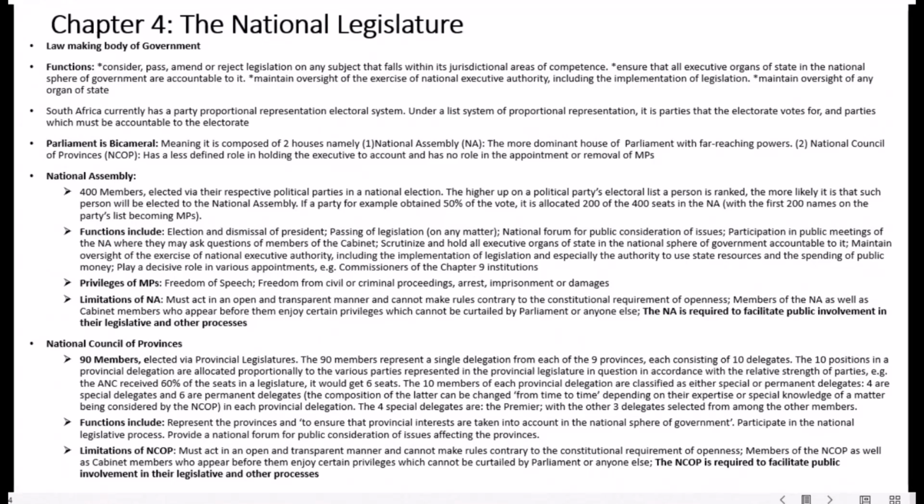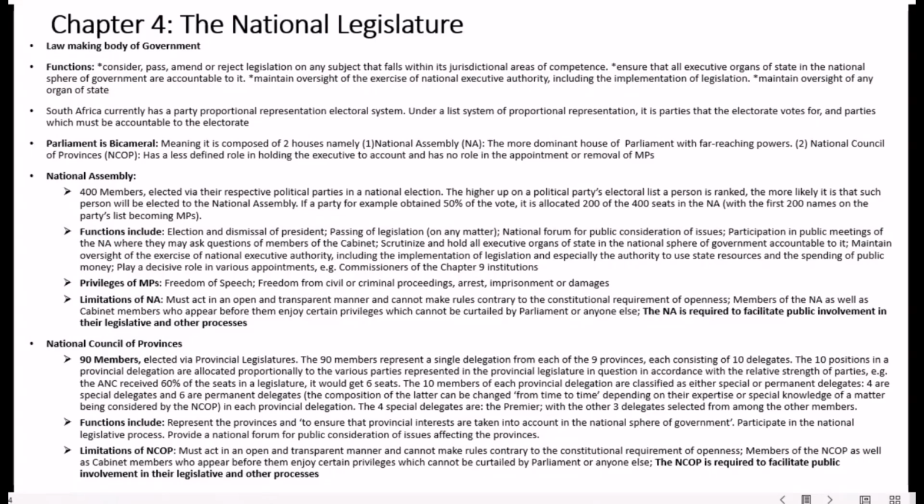And then the South African Parliament, colleagues, it is bicameral, meaning it consists of two houses, the first being the National Assembly, which is the dominant house of Parliament with far-reaching powers, and the second house is the National Council of Provinces. This one has a less defined role in holding the executive to account and has no role in the appointment or removal of MPs.